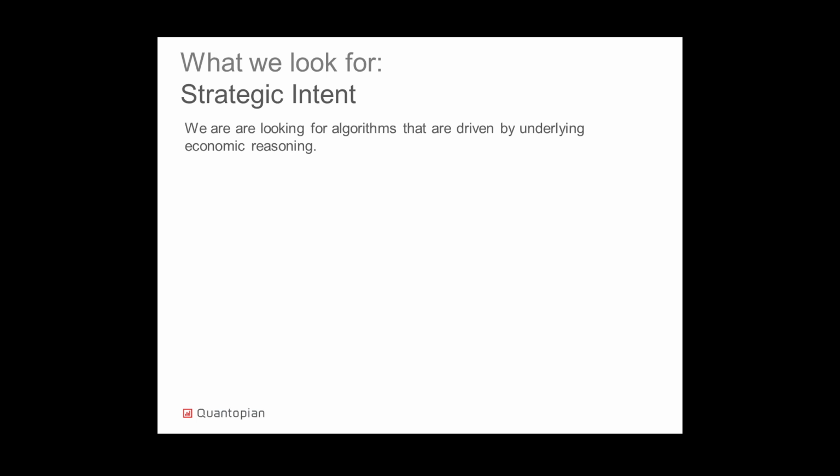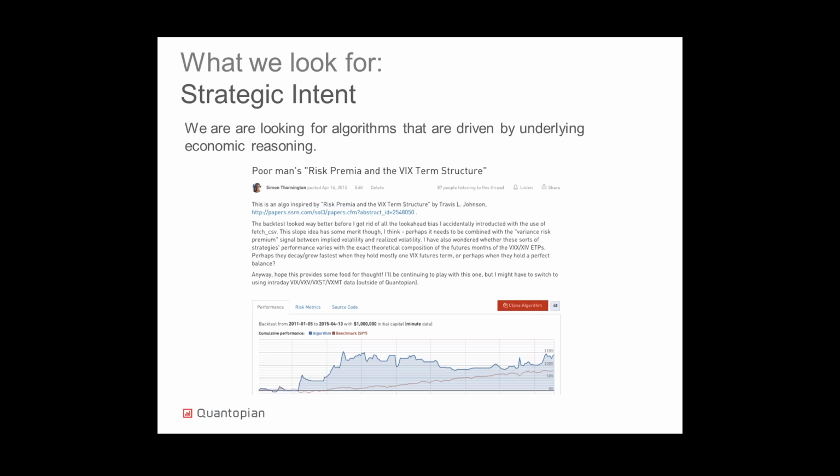I'm going to divorce this a little bit from how we are going to verify this, or how we are going to bake this into an automated selection model. But I'll give an example, looking at some work that Simon had posted in the forums recently. Simon says something like, hey, here's an interesting paper that I found on SSRN. It looks at risk premia and the VIX term structure. So I read this paper, I thought it seemed interesting, and I implemented a version of this on Quantopian, and here I've shared it with all of you.